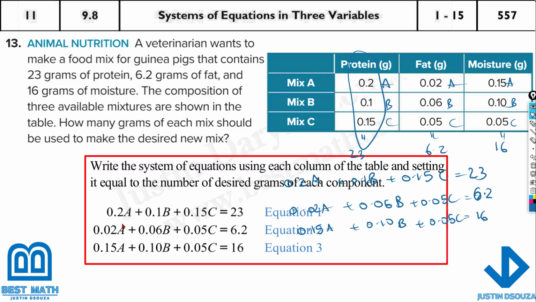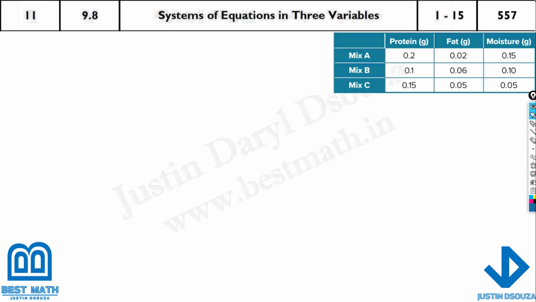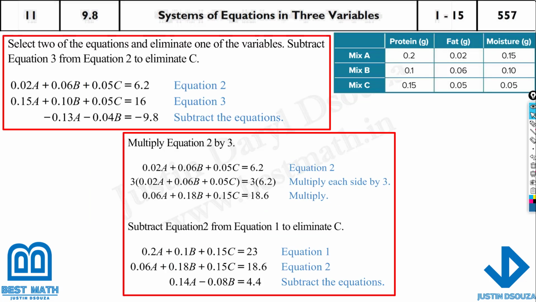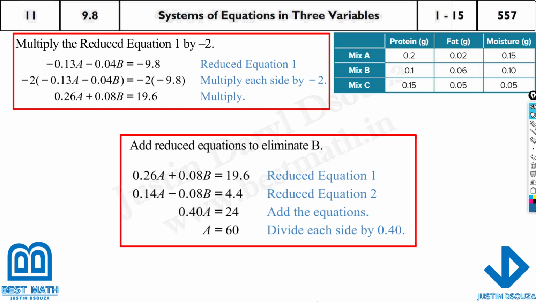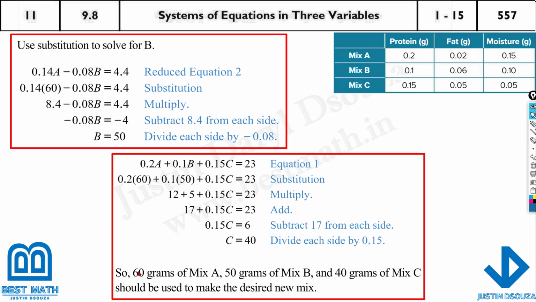So we'll see the simultaneous equations. Here we go. These are the equations. They are written vertically: 0.2, 0.1, 0.15 equals 23 and so on. Then just putting it in the calculator, you will get the answers. So the final answer over here would be, as you can see, 60 grams of mix A, 50 grams of mix B, and 40 grams of mix C.